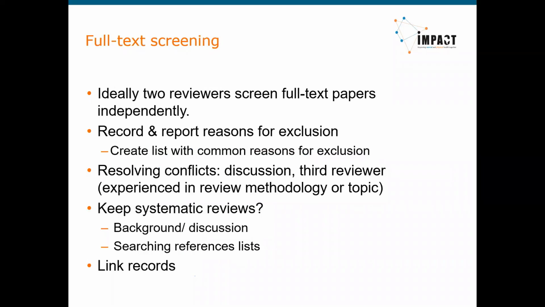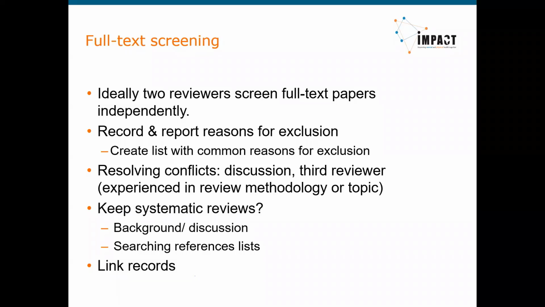Again, for full text screening, ideally you have 2 reviewers who screen all the full text papers independently. Again, if this is not possible, you could, for example, have a second reviewer check a percentage of the studies. But if you can do it with at least 2 people. In the title and abstract screening, you just say yes, include, or no, exclude.